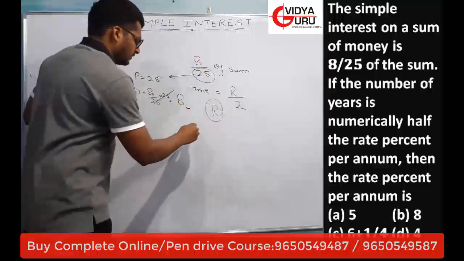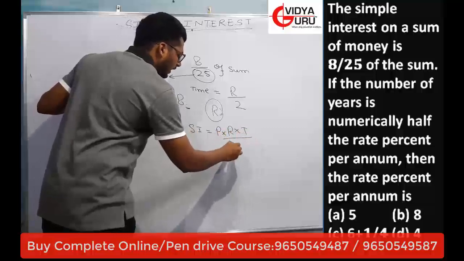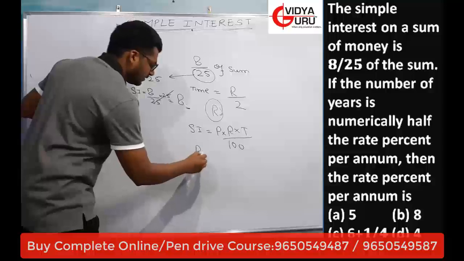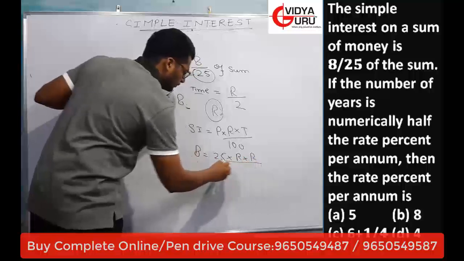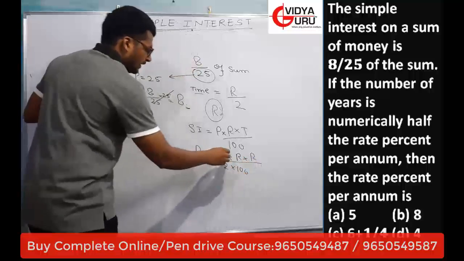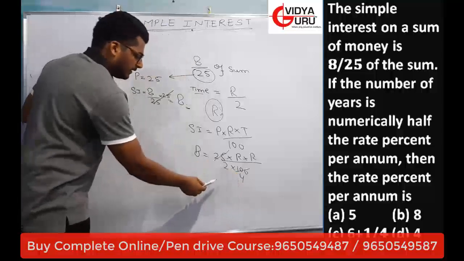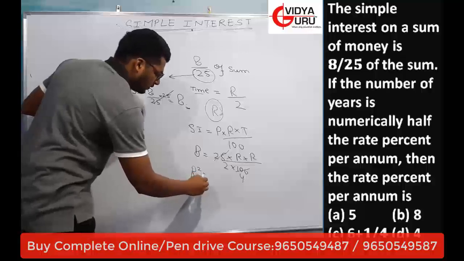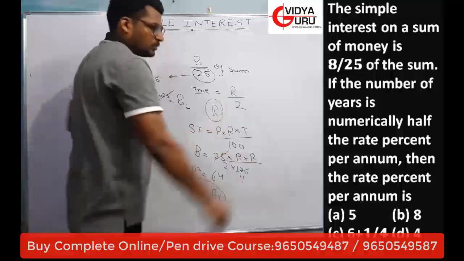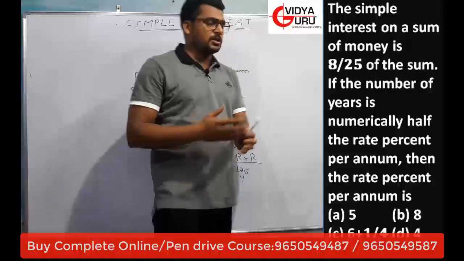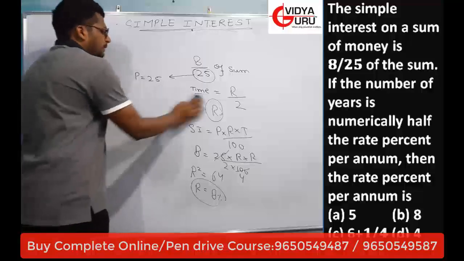We can apply a formula here. SI equals P into R into T by 100. SI is 8, principal is 25, rate is R, and time is R by 2, into 100. 25 4 times is 100, 4 2s are 8, and when 8 comes here, R square equals 64. R equals 8%. The question asks for the rate only, so option B is correct, 8%. This was a very basic question, not very typical.